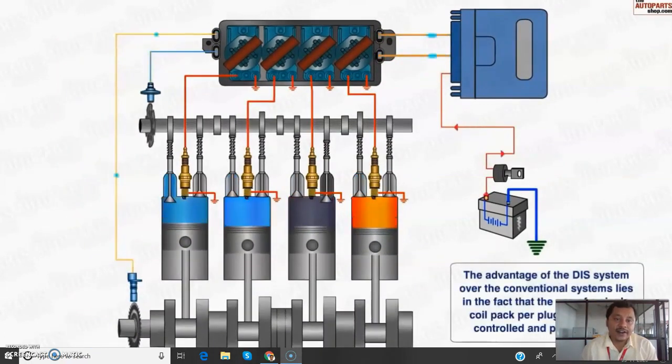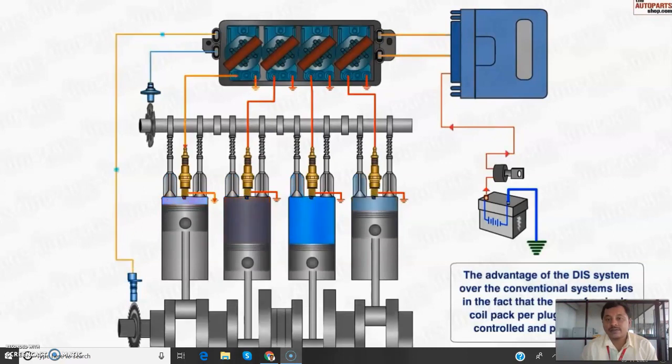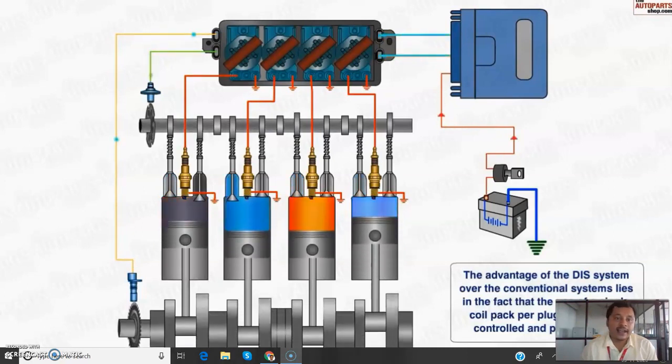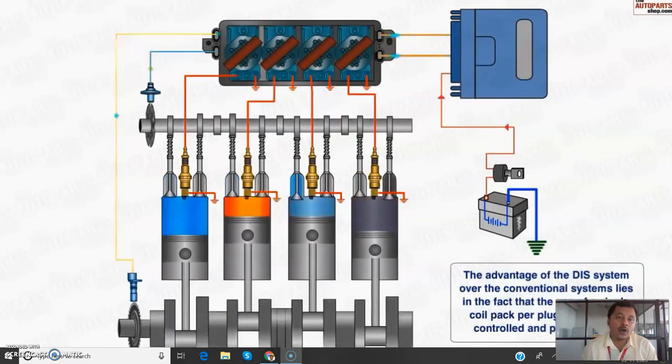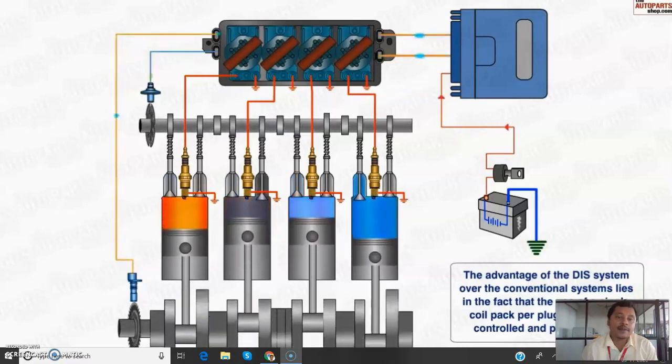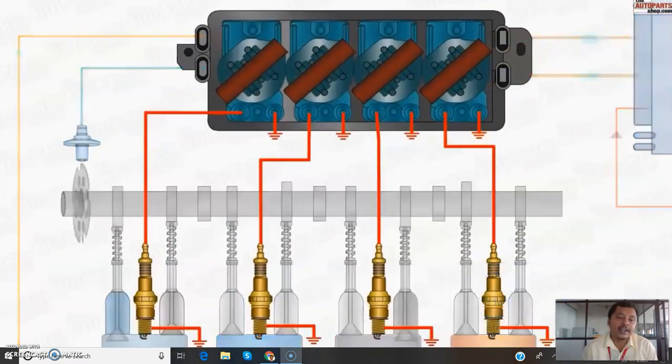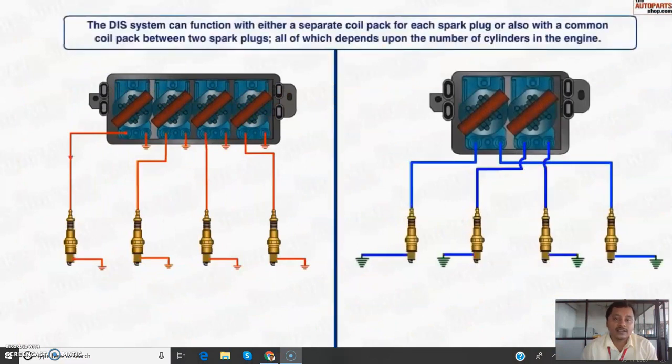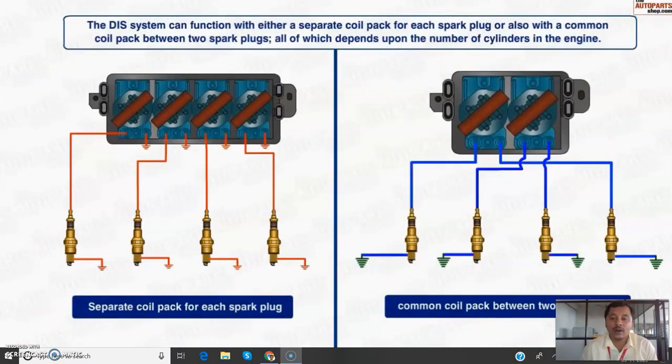It is entirely different from other ignition systems because this ignition system has individual coil packs. These coil packs act as a step-up transformer which produces current to the individual cylinders. Whereas in olden types, we have only one ignition coil which produces a spark to the spark plug through a distributor.